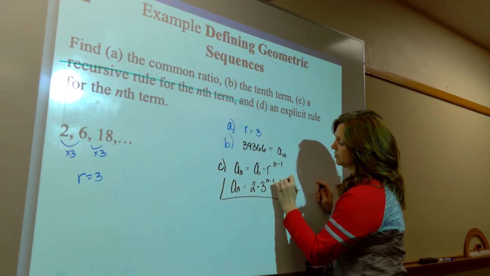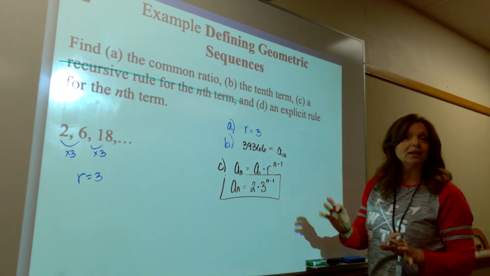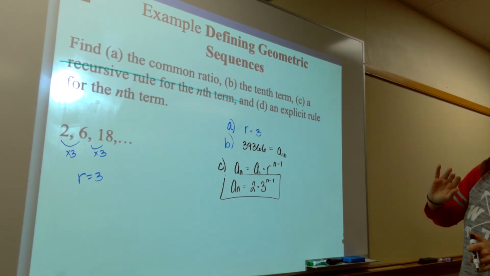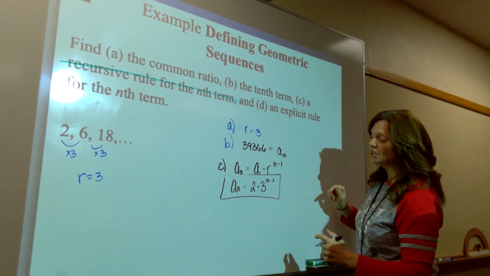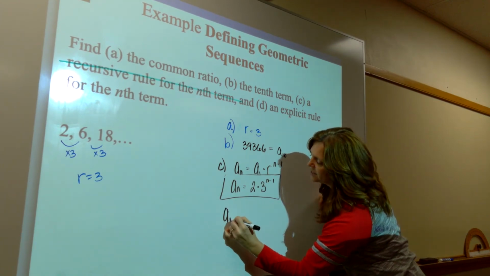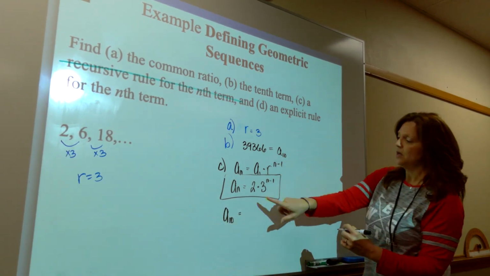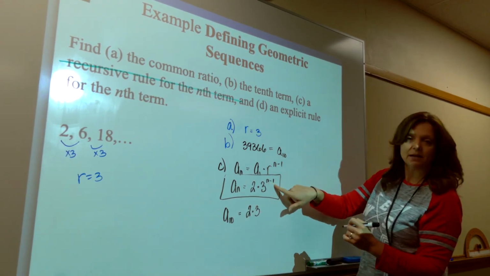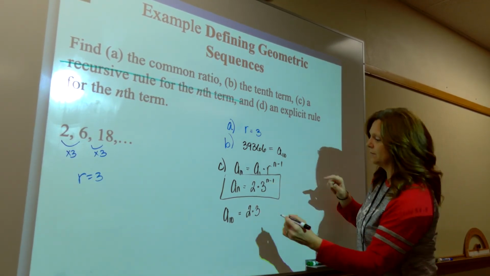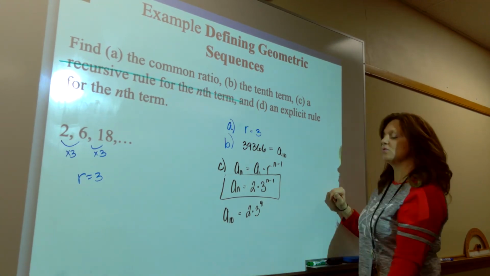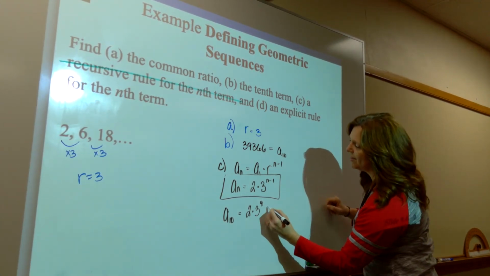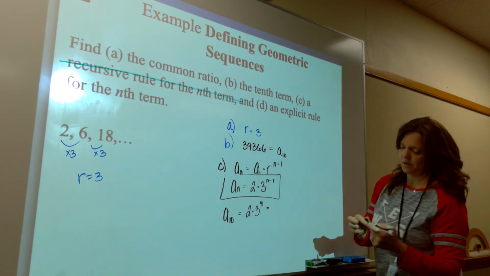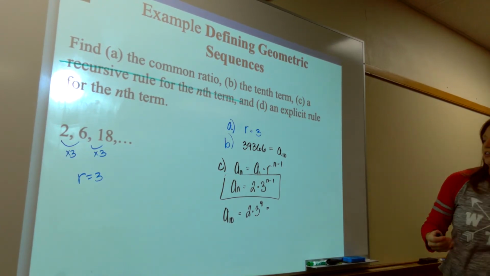Here you're not going to do any distributing like you did in the arithmetic, but that's just your rule. So if you want to use this to find the 10th term, you certainly can. So what you would type in is 2 times 3 to the 10 minus 1 power. Of course, 10 minus 1 is the 9th power. So if you want to just try that and see if you get the same answer we have here, I'm hopeful that it works out.